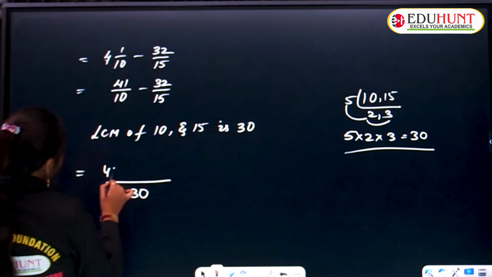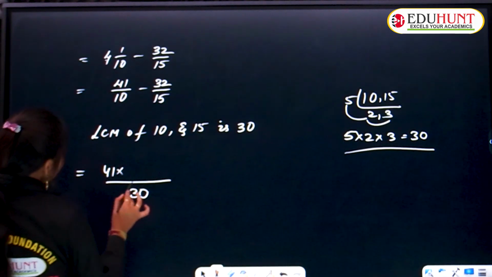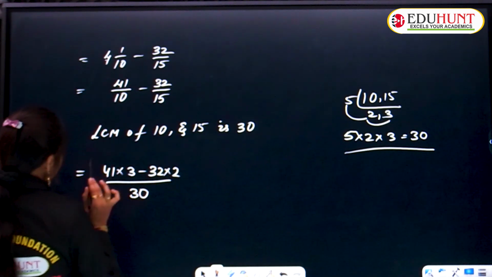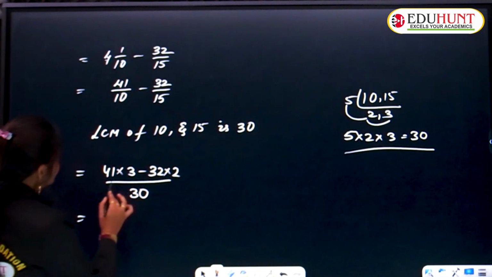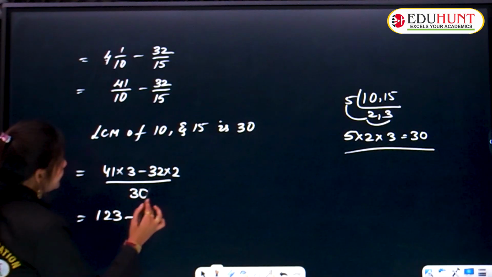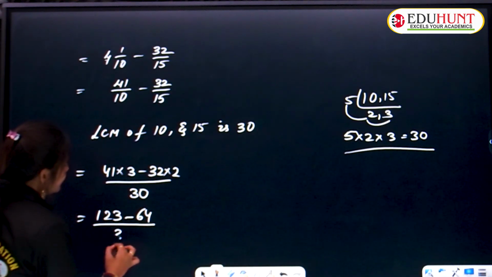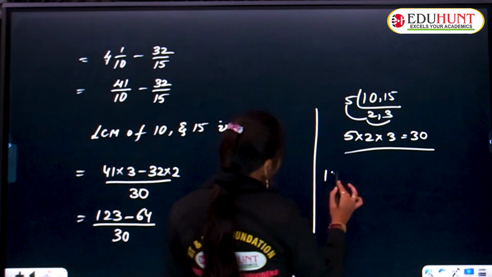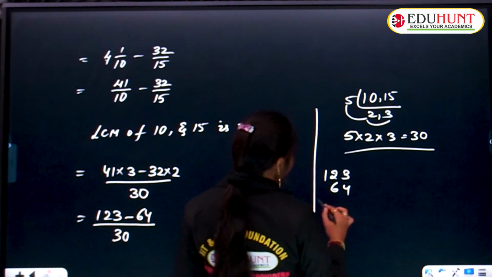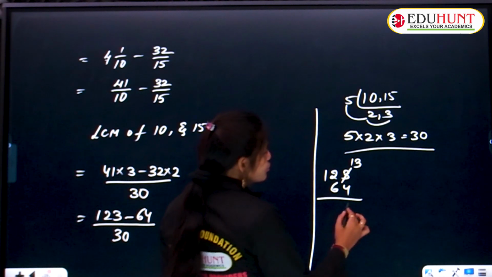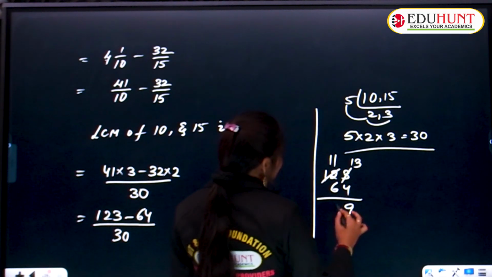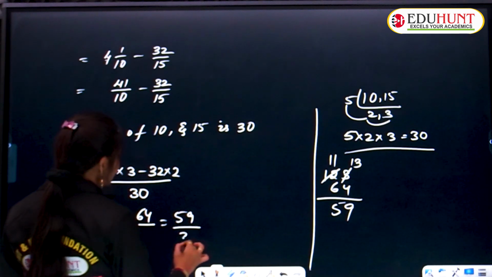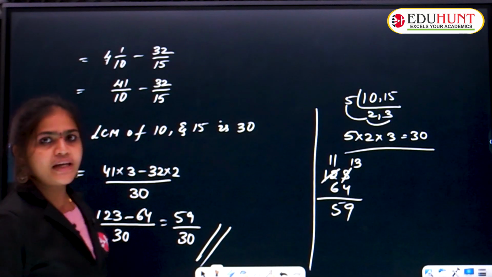Now 41 into, 10 into how much equals 30? 10 3s are 30. Minus 32 into, 15 into 2 equals 30. 41 3s are 123 minus 64 by 30. Understood? 123 minus 64. How much? 13 minus 4 is 9, and 11 minus 6 is 5. Finally, 59 by 30. That is the answer, 59 by 30.